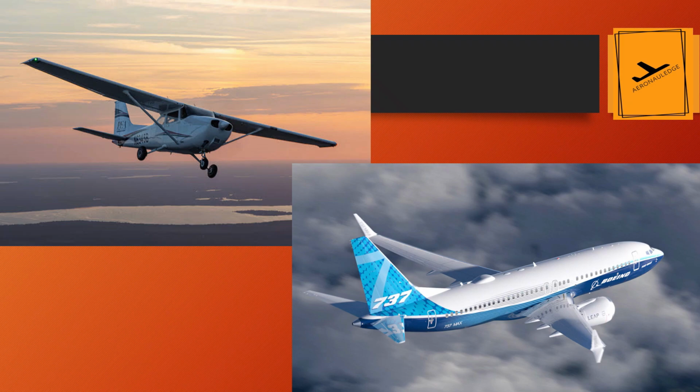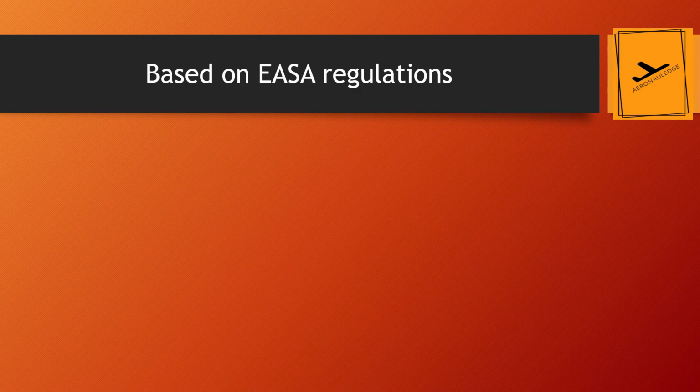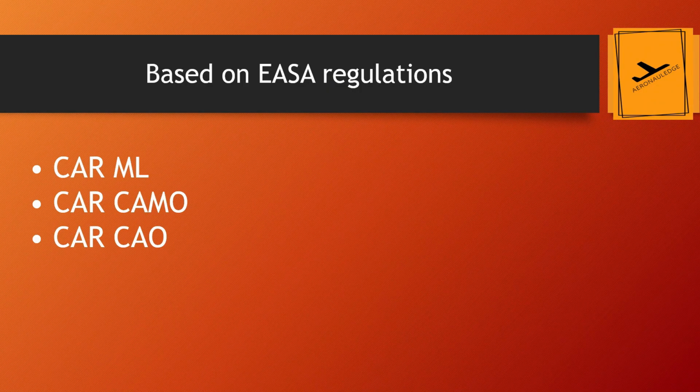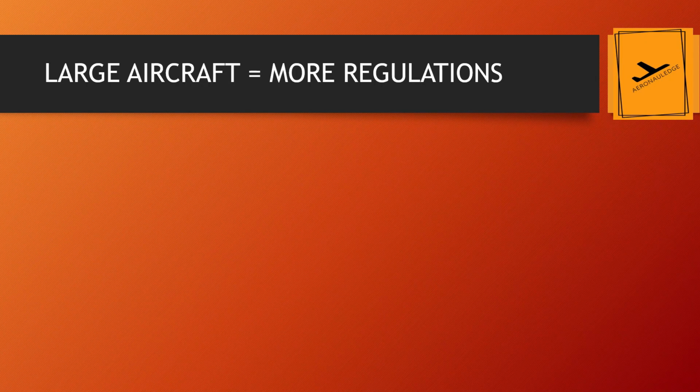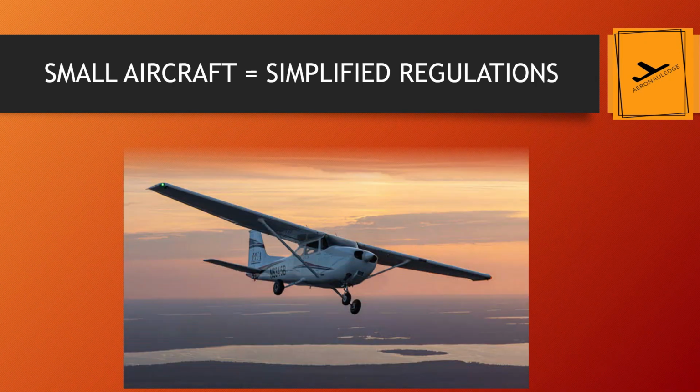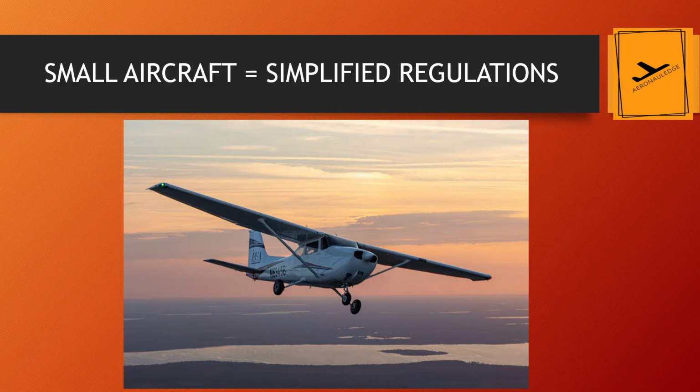DGCA realized this creates unnecessary compliance burden. So, based on EASA regulations, DGCA introduced 3 new regulations: CAR ML, CAR CAMO, CAR CAO, while also revising CAR M. So, large aircraft, more regulations; small aircraft, simplified regulations. The new framework introduces proportional requirements based on aircraft complexity and type of operation.